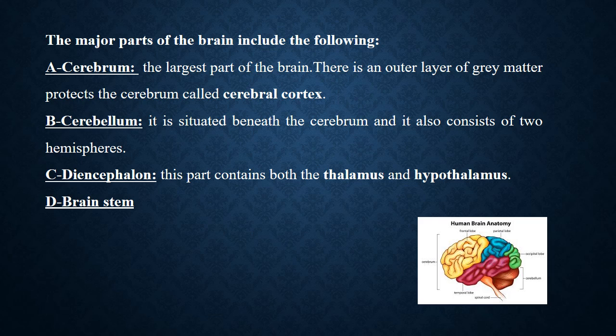B. Cerebellum. It is situated beneath the cerebrum and it also consists of two hemispheres. C. Diencephalon. This part contains both the thalamus and hypothalamus. D. Brainstem.